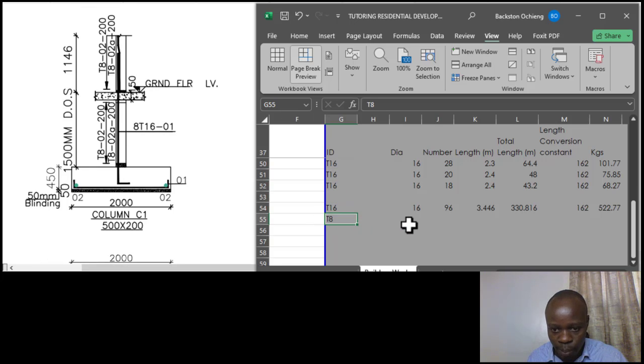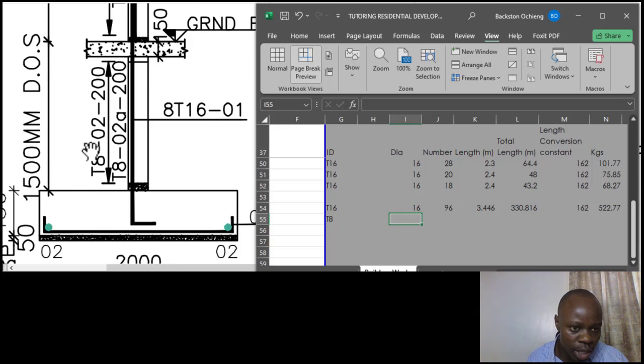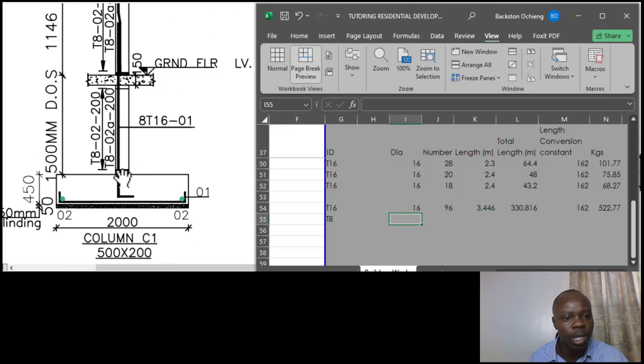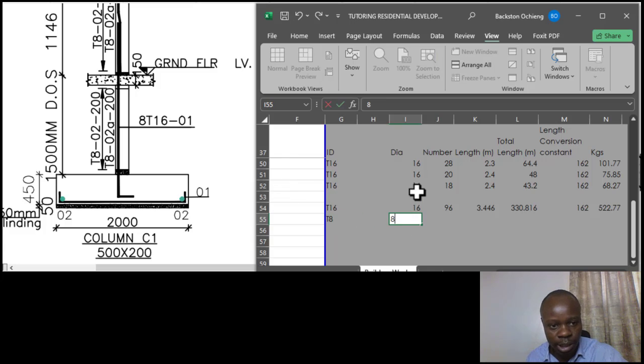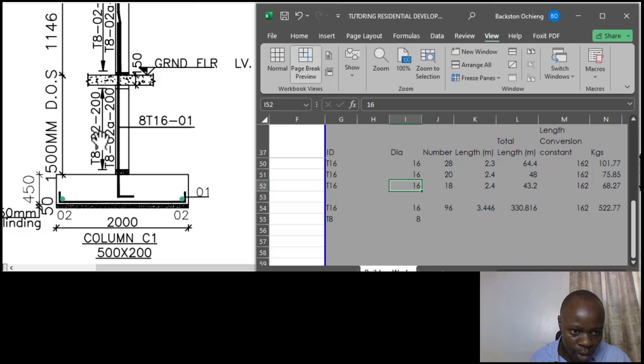So for those particular links, the diameter, you can see them here, T8 02 200. So it means the bar is T8, diameter is 8 millimeters. All right, these are the ones that I'm talking about. We have 02 200 and 02M 200. So it's T8, diameter is 8 millimeters.